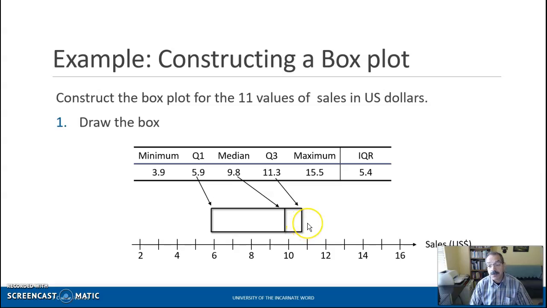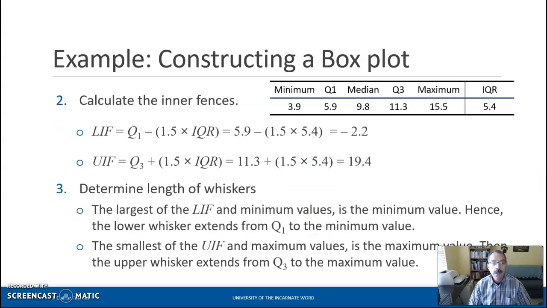All right, so now next let's figure out how long the whiskers are in this plot. So let's calculate the inner fences. The lower inner fence is the first quartile, 5.9, minus 1.5 times the interquartile range, right here, 5.4. If you carry out that calculation, you obtain minus 2.2. The upper inner fence is just the third quartile, 11.3, plus 1.5 times the interquartile range, 5.4. Again, if you do that calculation, you obtain 19.4.